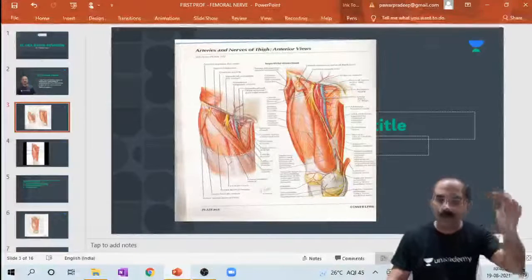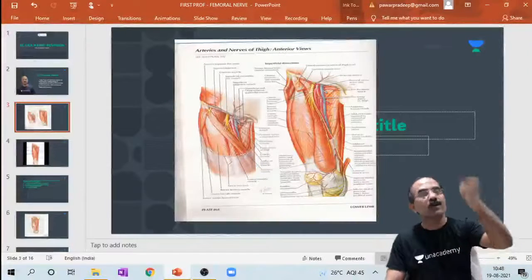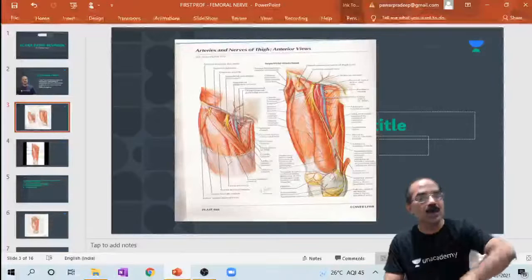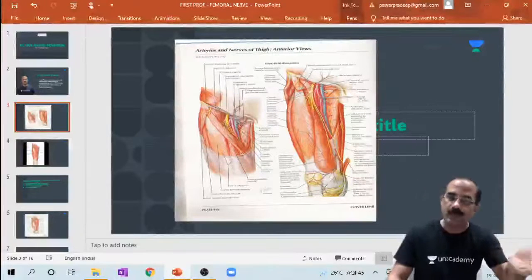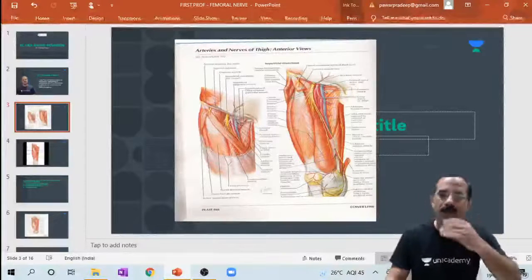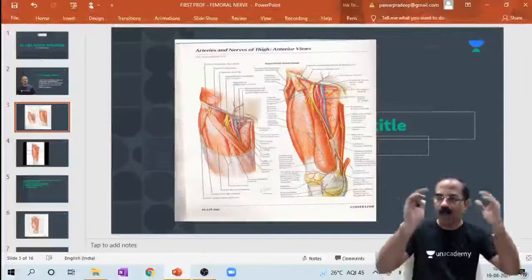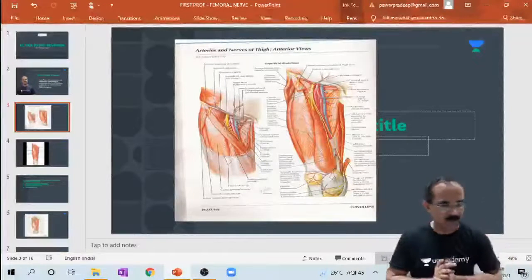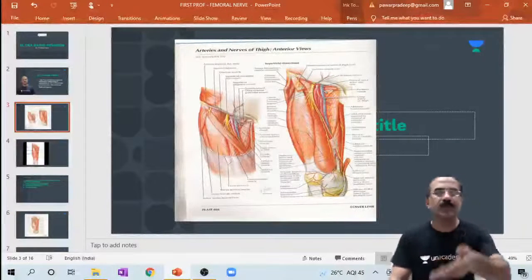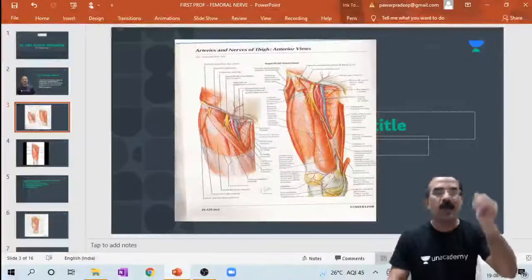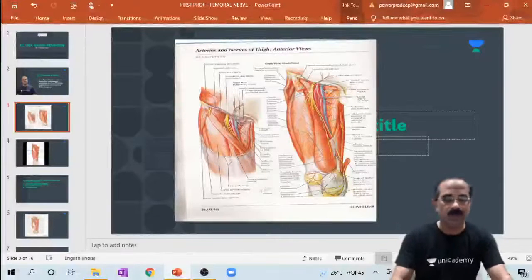A quick go through it. Sartorius: the origin is from the anterior superior iliac spine. It crosses the hip joint from the lateral to the medial side, crosses the knee joint, and is inserted on the medial aspect of the shaft of the tibia, along with the gracilis and the semitendinosus. Together we call these three muscles the pes anserinus. Now, what is the action of Sartorius on the hip and on the knee joint? This is extremely important. It causes abduction, lateral rotation, and flexion at the hip joint. And on the knee joint, it causes flexion and medial rotation.